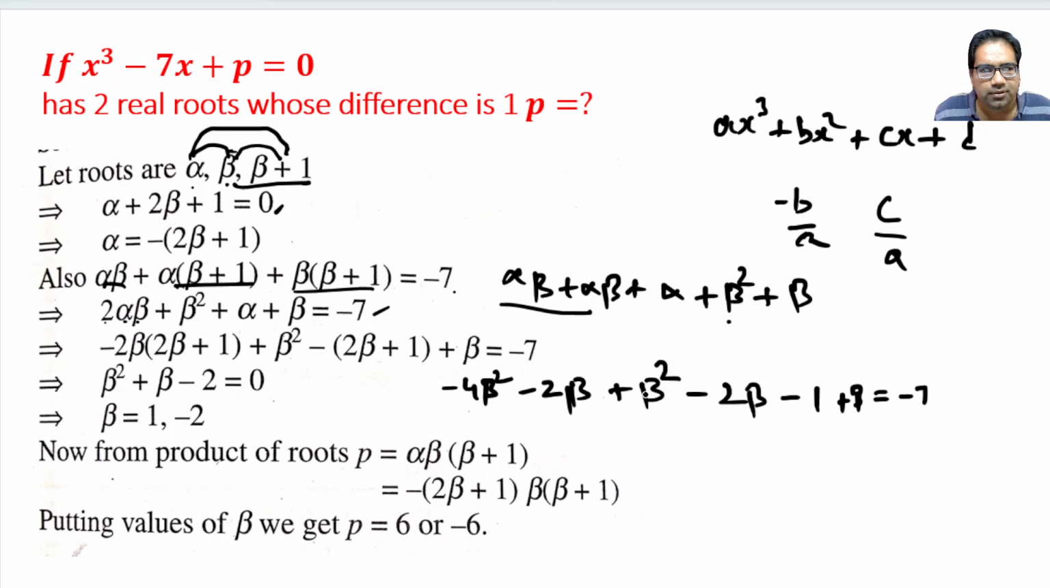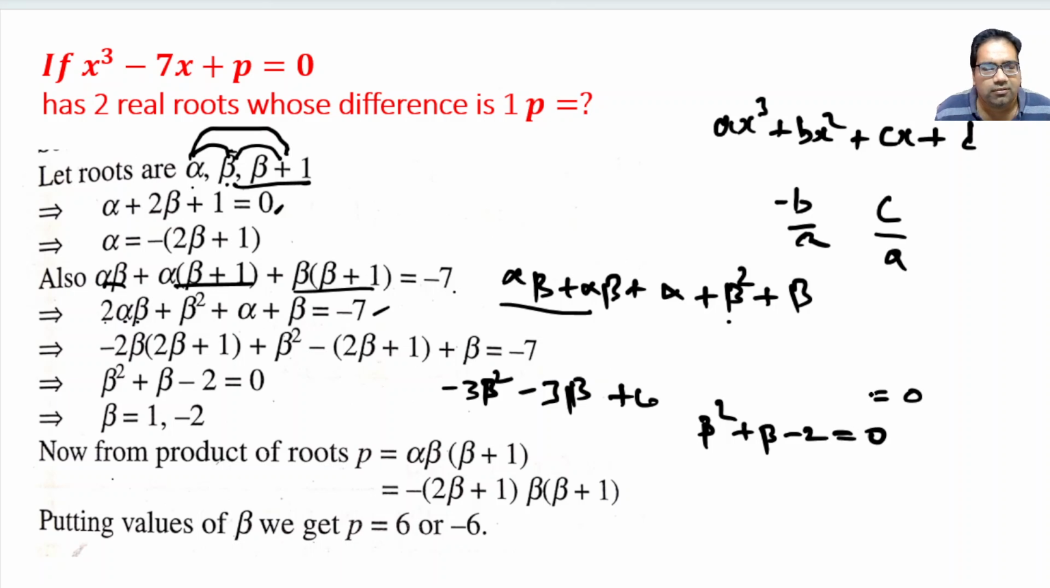This is minus 4 plus 1 beta square, which becomes minus 3 beta square, right? Similarly, minus 2 beta minus 2 beta plus beta, so this also becomes minus 3 beta. Similarly, minus 7 minus 1 means it will become plus 6 equals 0. If you take minus 3 common and cancel it out, beta square plus beta minus 2 equals 0. What does that mean?